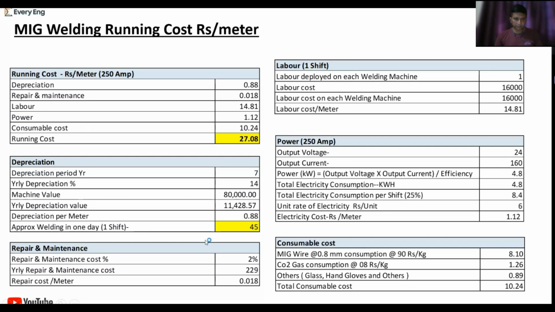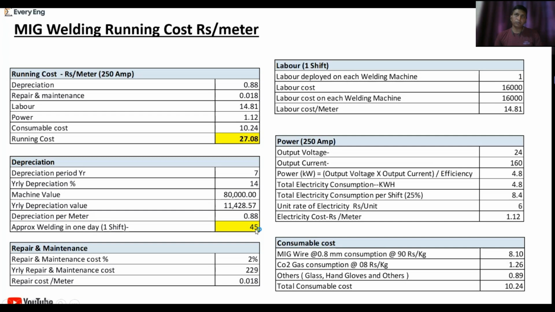Now the same fundas for repair and maintenance: 2%, of course 2%, 0.018 paisa per meter. There is also labor cost. This cost also depends on the per meter. We produce now 45, and our welder does 90 meters in one shift, so this cost will be only 7 rupees, half of that. So this is the major point.